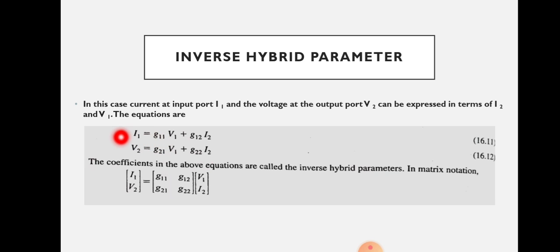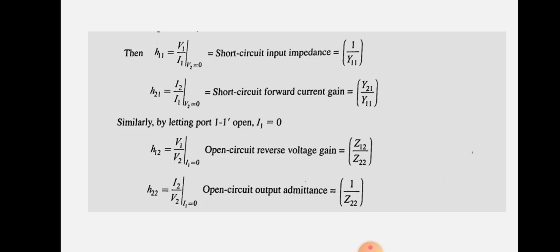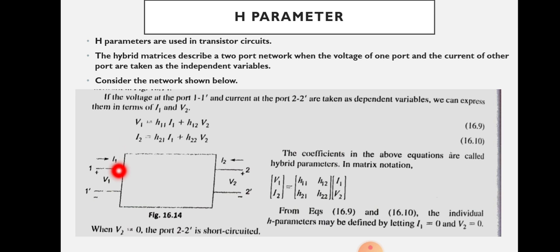You should compare the previous hybrid parameter equation and this equation. There is no need to memorize these equations by heart. There is a relationship between them, and if you remember that relation, you can easily write the equations. Here we take the first port current and second port voltage, so we write the equation of current in terms of first port voltage and second port current. In the previous case, we wrote the first equation as first port voltage in terms of first port current and second port voltage.